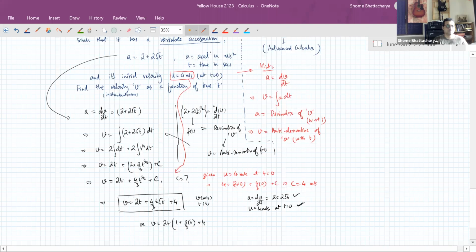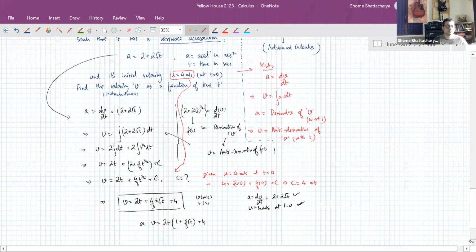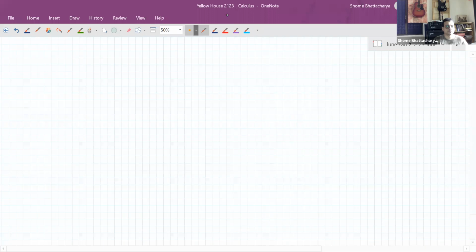So this is the type of application which integration can be used for. We'll do another interesting example. This is back from worksheet 2. We had done one question like this.